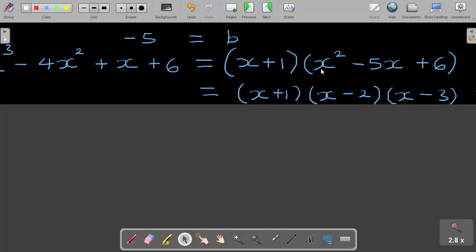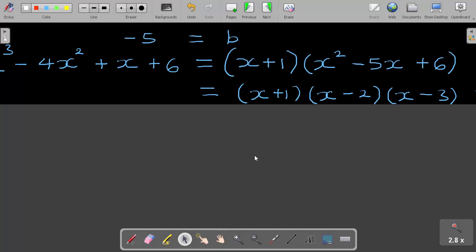Two numbers that multiply to get positive 6, and when added give negative 5, those numbers are negative 2 and negative 3. Check it out. Negative 2 times negative 3 gives me positive 6, but negative 2 plus negative 3, I get negative 5. So these are the factors here. Now know that I was solving for f(x) equals 0.